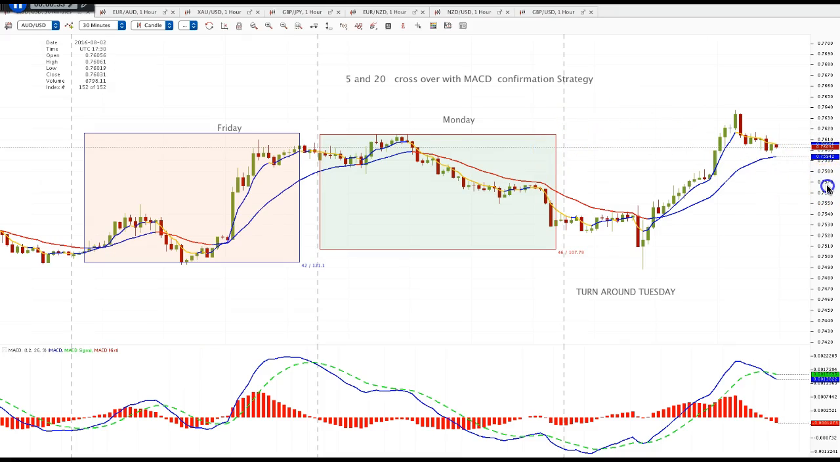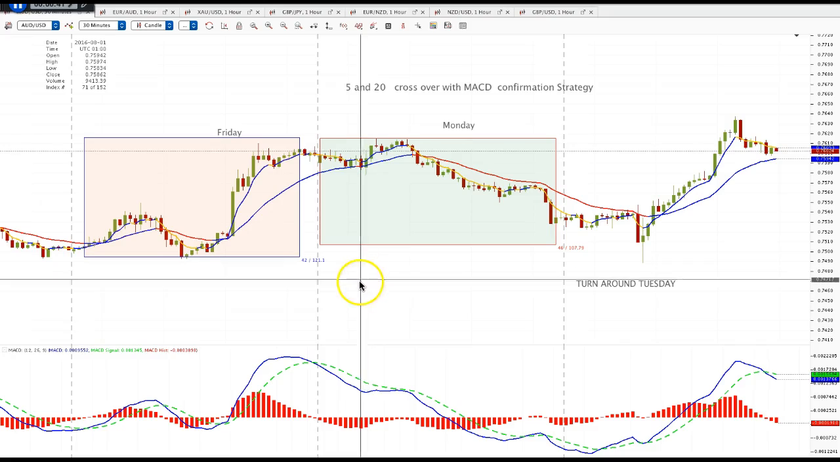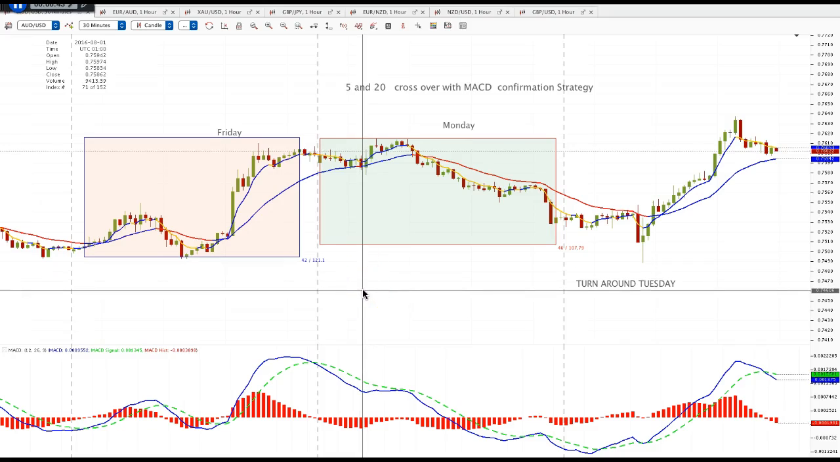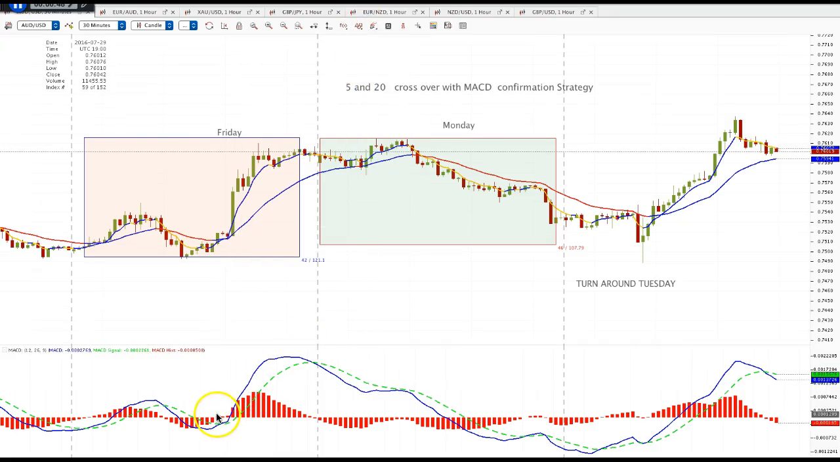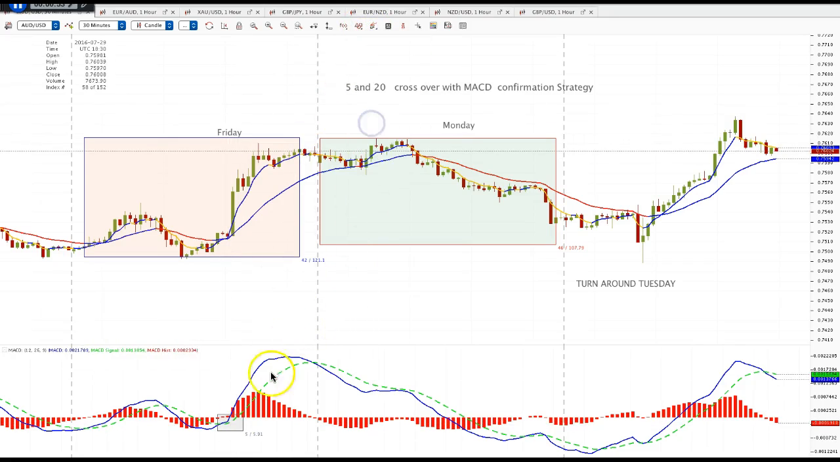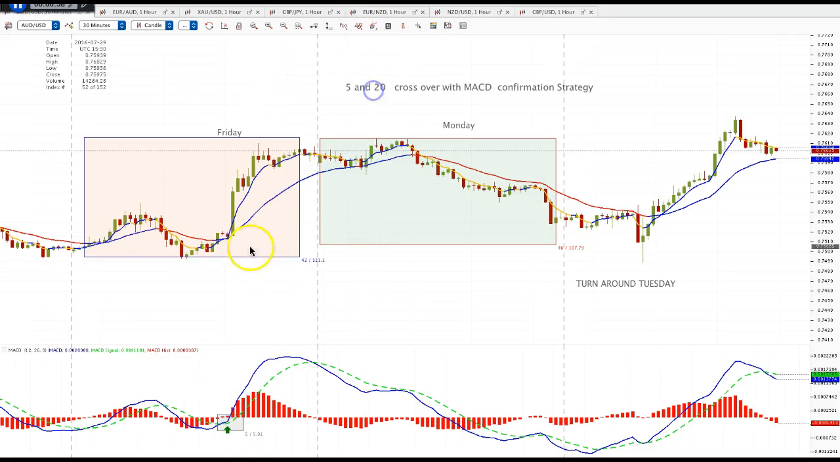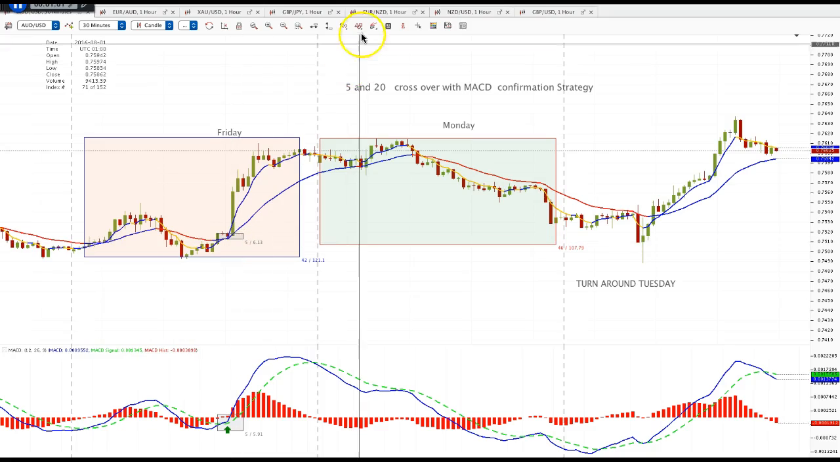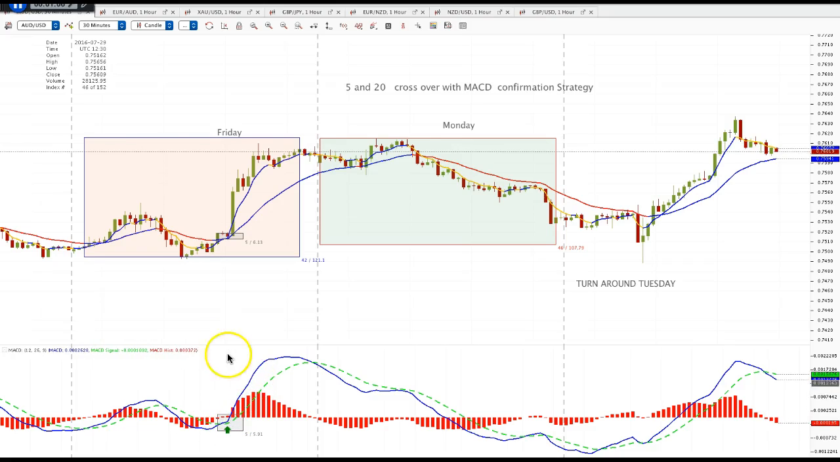Probably the best times I've been able to find these trade setups is on Monday retracement and turnaround Tuesday. And how to qualify a trade is really straightforward and easy. All you need to do is wait for the two lines on MACD to cross to the upside, and the two lines, the 5 and 20, crossing over either at the same time, or sometimes you'll see the MACD lines already cross and then you see the crossover. This is done on a 30-minute chart.